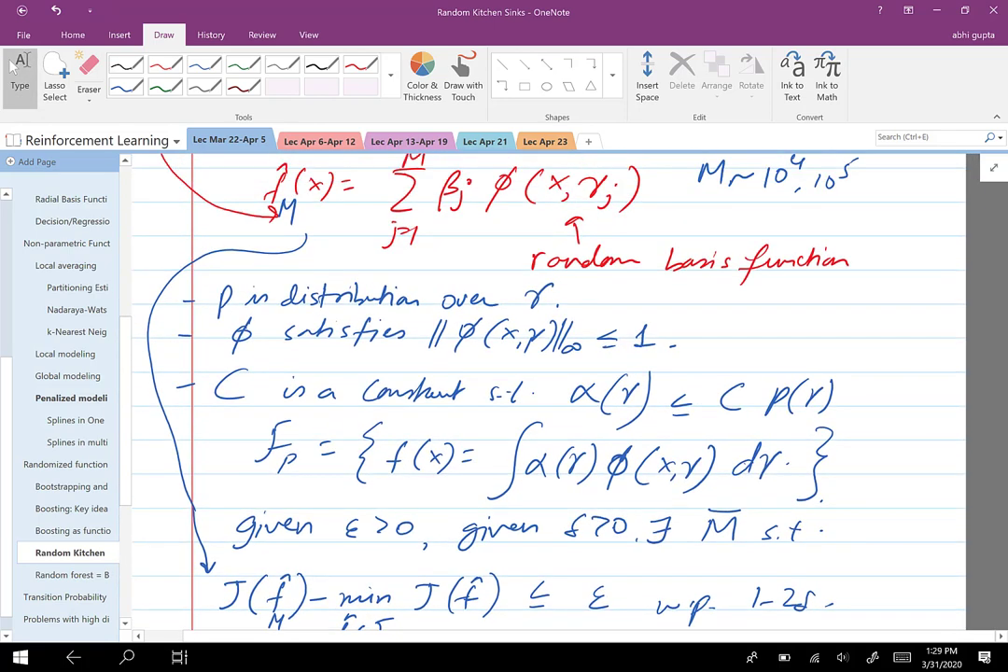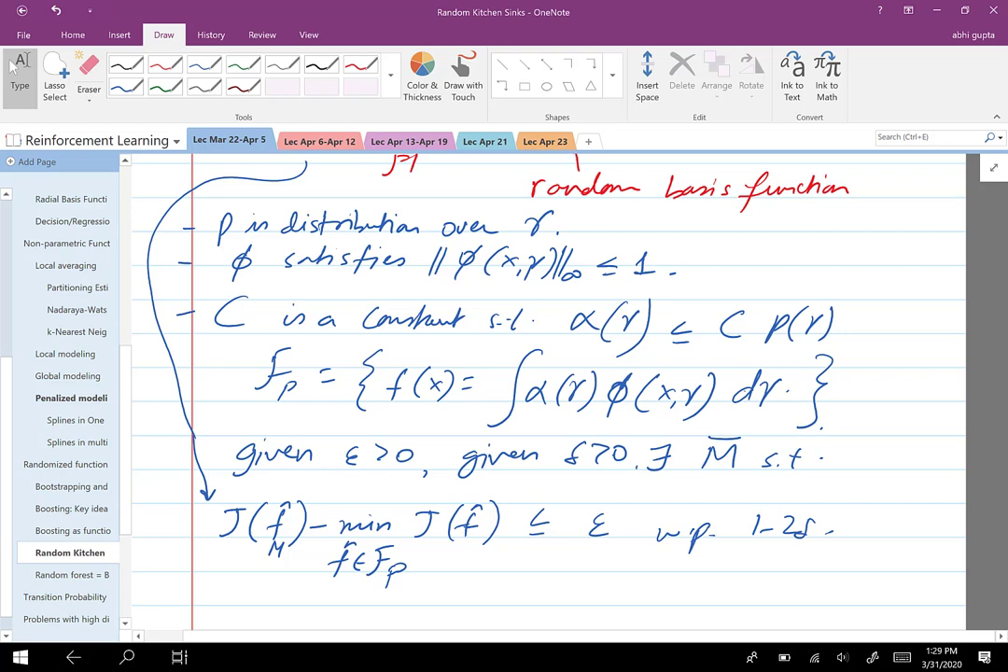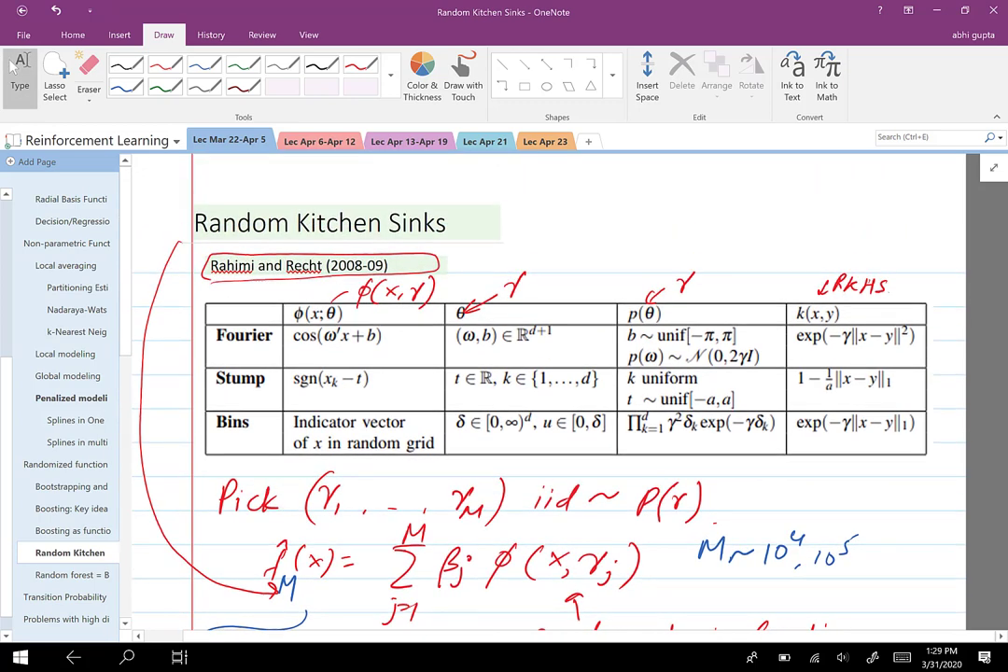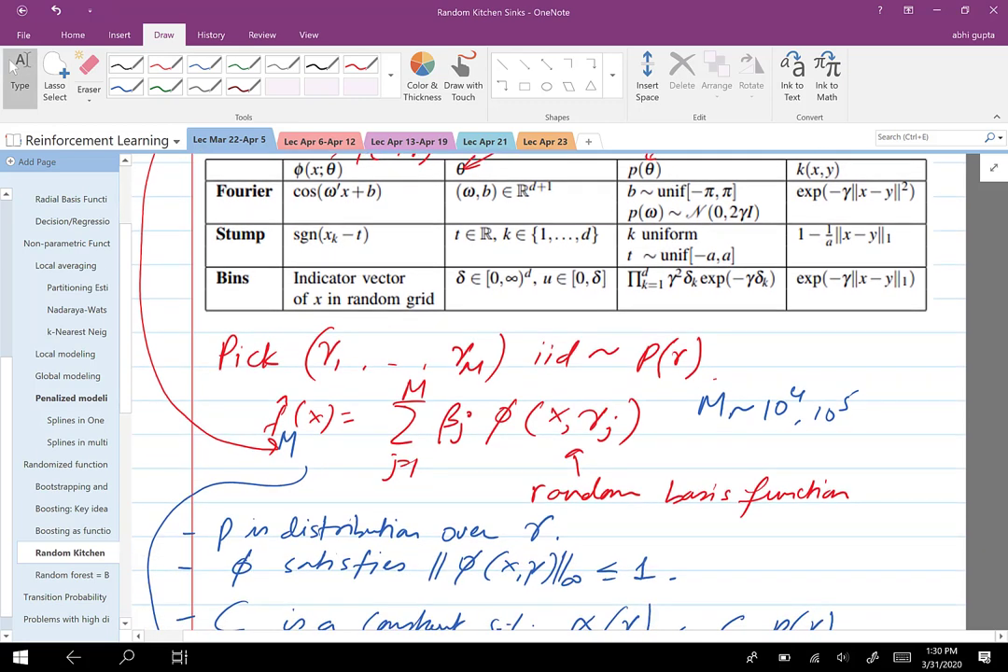to solve this problem. This particular result is a bit more complicated, so I'm not writing down all the details of this algorithm. That's there in the original paper, but I wanted to show you what are the key assumptions that they have made on the function approximating class FP so that the random basis function idea gives you a very good result with very high probability. Okay, so that's called random kitchen sinks. Again, a very good function approximator, but only with high probability.